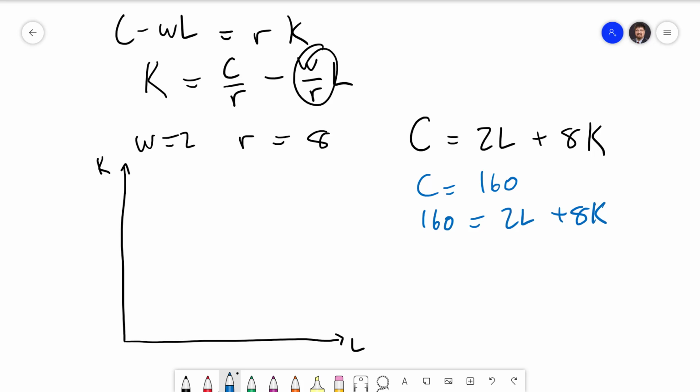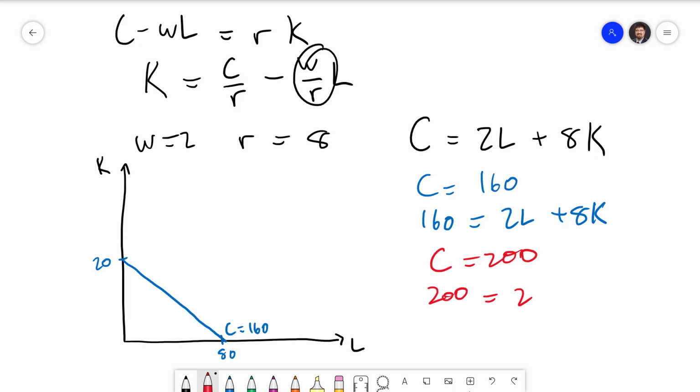So if K is 0, we'll get 160 equals 2L, which means that we need to have L equal to 80. If L is 0, we'll have 8K equals 160. Divide both sides by 8, we get K equals 20. A straight line between these two intercepts will be our isocost for C equals 160. We'll do another one for C equals 200. In that case, we'll have 200 equals 2L plus 8K.